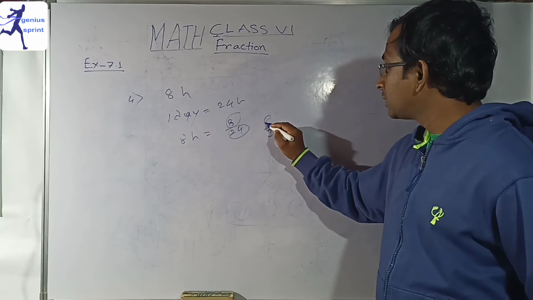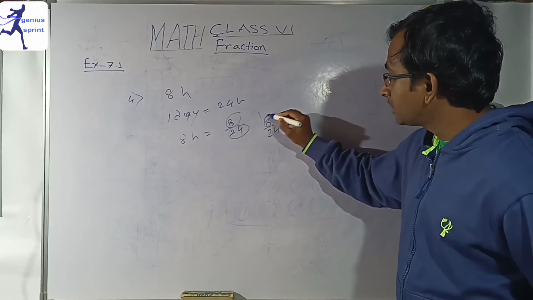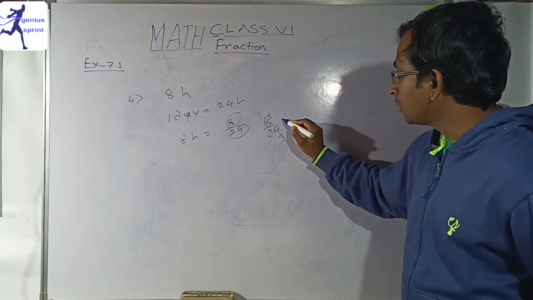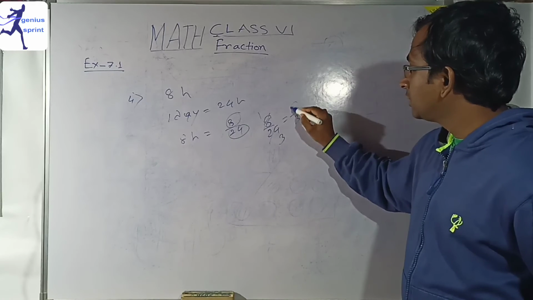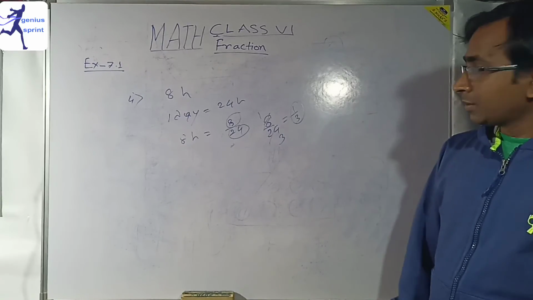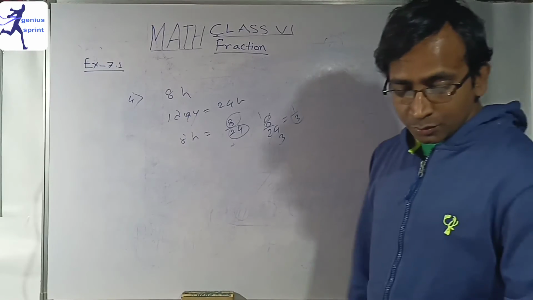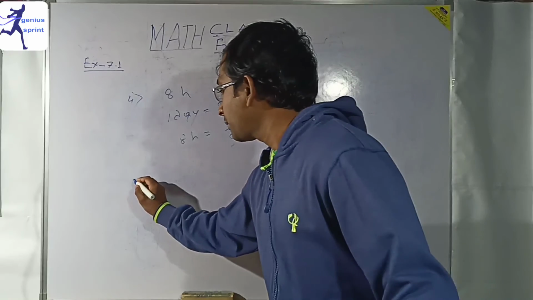If you reduce this to the smallest form, then you will get 8 ones are 8 and 8 threes are 24, which is equal to 1 upon 3. This also may be your answer and this also may be your answer. No problem. Okay, so this is a very simple problem. Let's move on to the next question, which is question number 5.